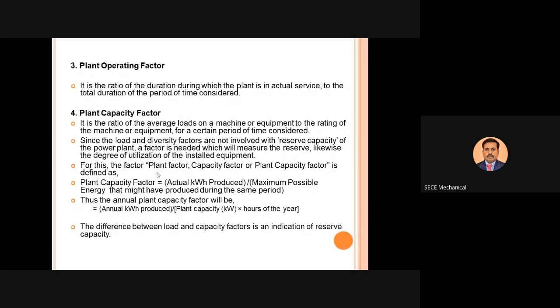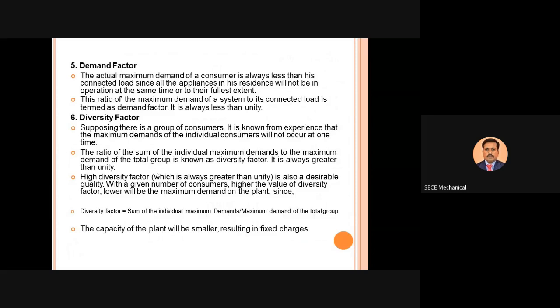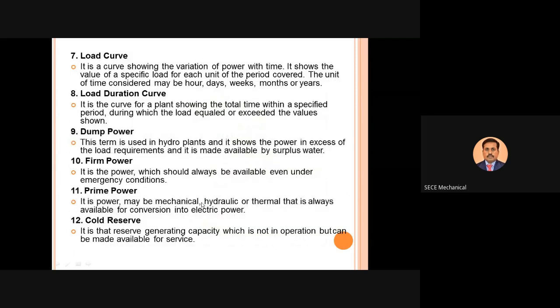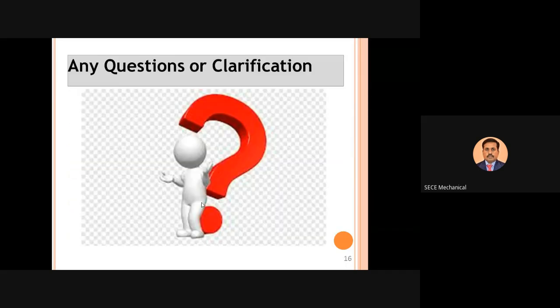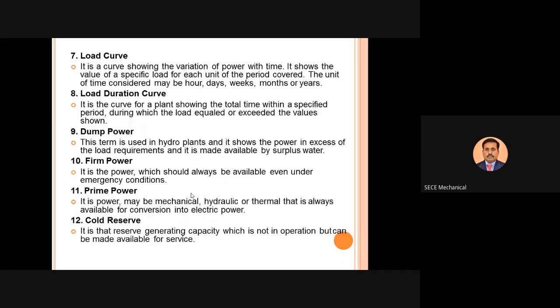Some other factors are plant operating factor, plant capacity factor, demand factor, and diversity factor. And some other curves we are also going to discuss: load curve, load duration curve, dump curve, firm curve, prime power, hot reserve, and spinning reserve. So these are the things. We will see them in the next class.